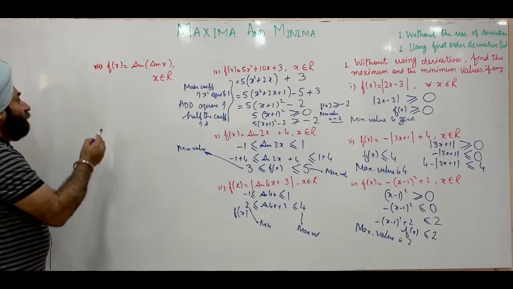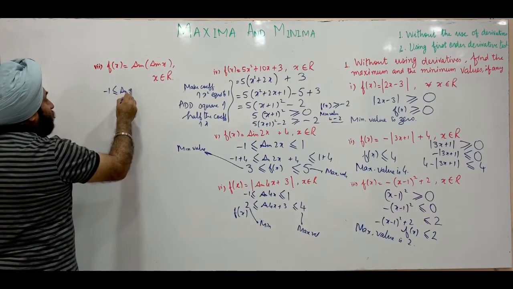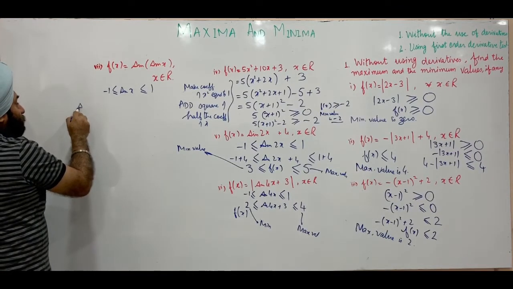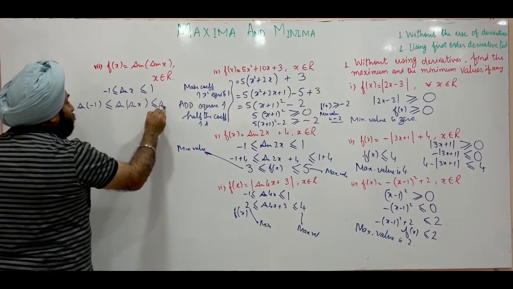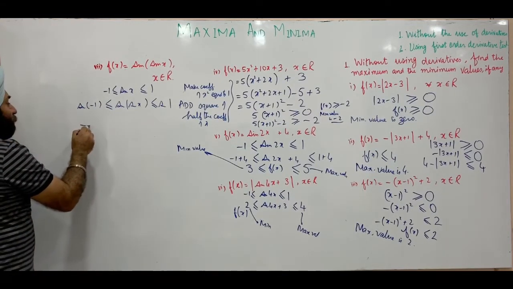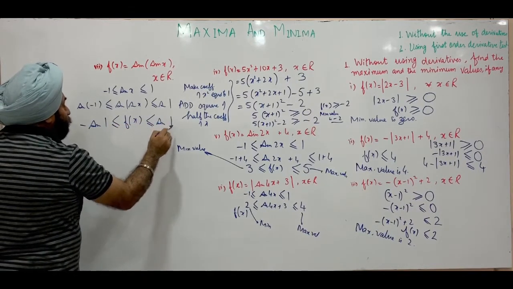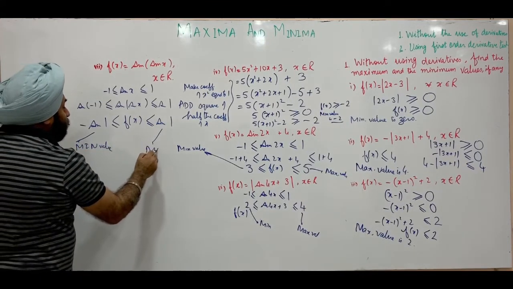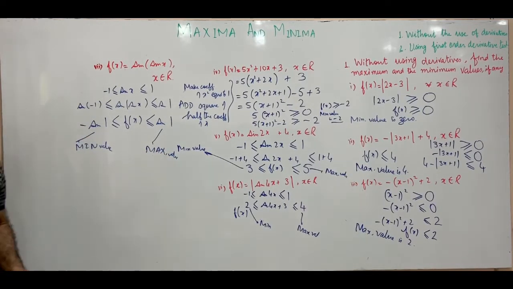And the last part here is sine of sine x. So we know minus 1 is less than or equal to sine of x, which is less than or equal to 1, and taking sine on all the parts, sine of minus 1 is less than or equal to sine of sine x, which is less than or equal to sine of 1. What is sine of minus theta? It's minus sine theta. Minus sine of 1 is less than or equal to f of x, which is less than or equal to sine 1. So this is the minimum value and this is the maximum value. So we can say the range of values is minus sine 1 to plus sine 1.